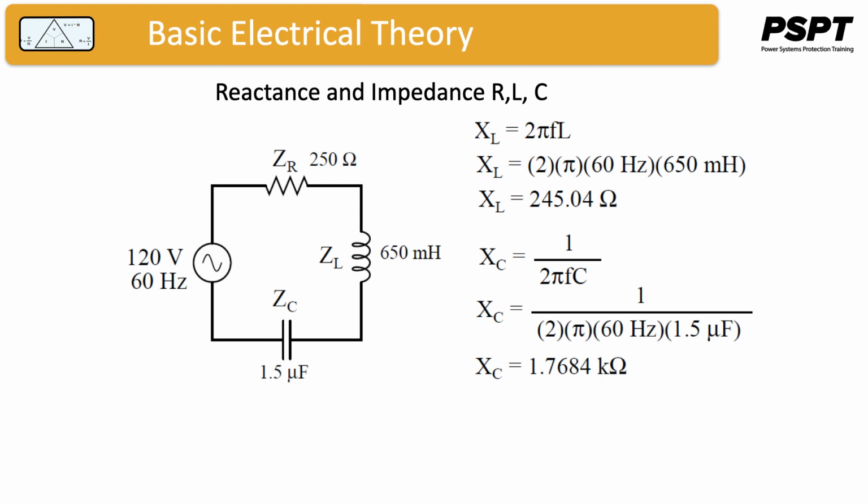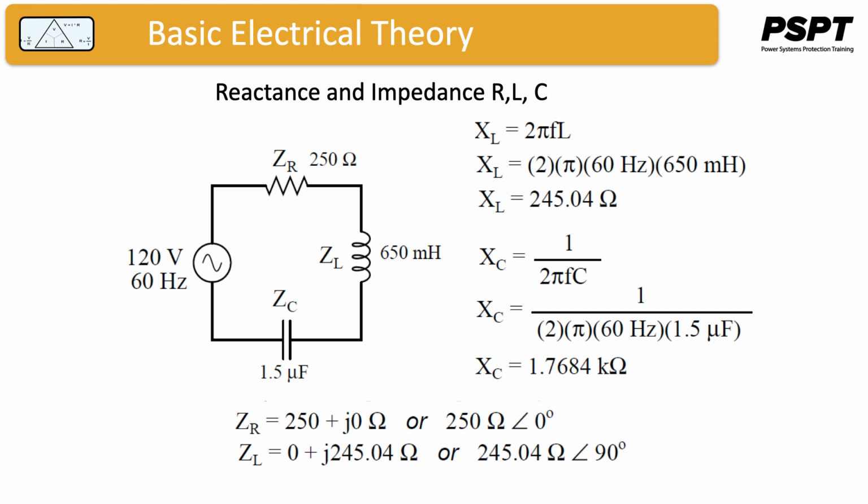The impedance of the resistor is easy. It's still regarded as purely real impedance, and it has a polar angle of 0 degrees. The impedance of the inductor is the inductive reactance translated into positive imaginary impedance, or an impedance at plus 90 degrees. And the impedance of the capacitor translates into negative imaginary impedance at minus 90 or 270 degrees.